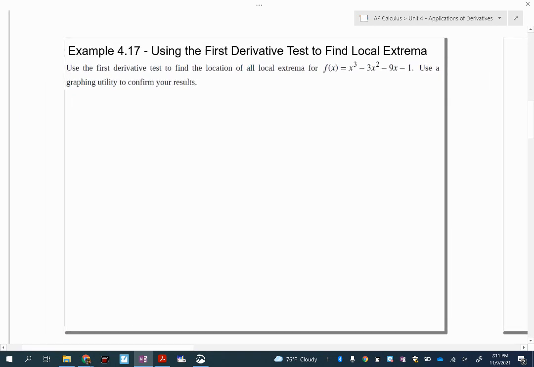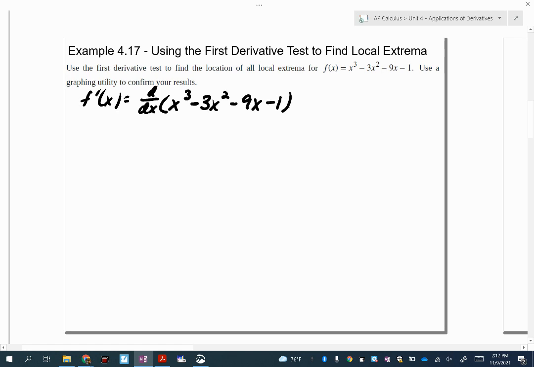We have this cubic polynomial with 4 terms. The first thing I'm going to do is find the derivative. So f prime of x is equal to d dx of x cubed minus 3x squared minus 9x minus 1. We've done this many times. This is a polynomial, so just take the derivative of each term. We have 3x squared minus 6x minus 9. So that is the derivative.